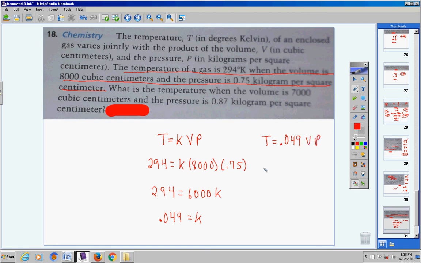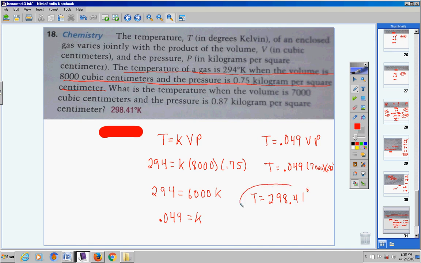So what is the temperature? I'm looking for T. What is the temperature when the volume is 7,000 and the pressure is 0.87? Squeeze that in here. If I multiply all three of these numbers together, 0.049 times 7,000 times 0.87, trust me, you can type it in yourself, you will get 298.41 degrees Kelvin. And that is the answer.